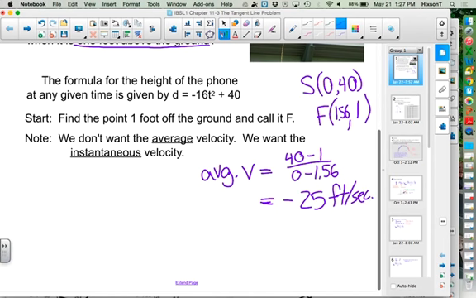No. Our speed is actually going to be much faster than that, because it started out at 0 feet per second, and then the longer it was falling, the faster it was going. So sometime probably around 0.8 seconds, it was going 25 feet per second. But that's not the moment we are looking for.